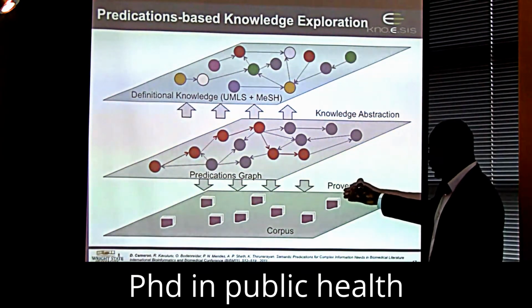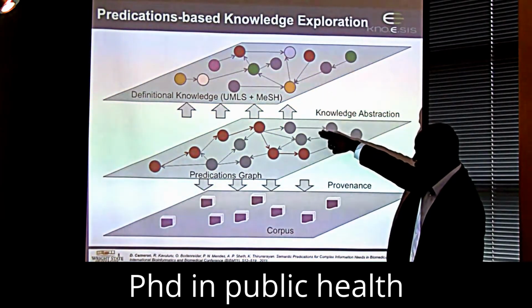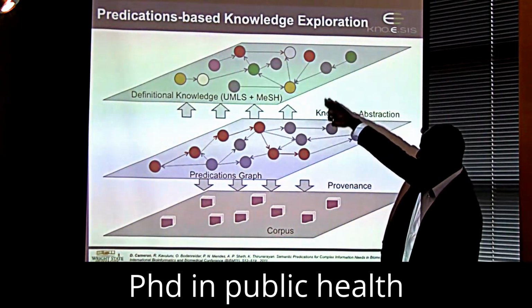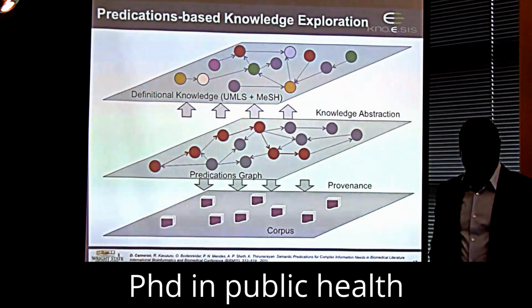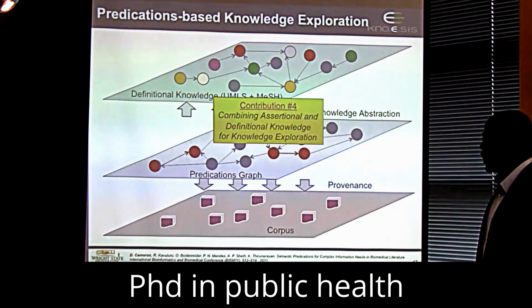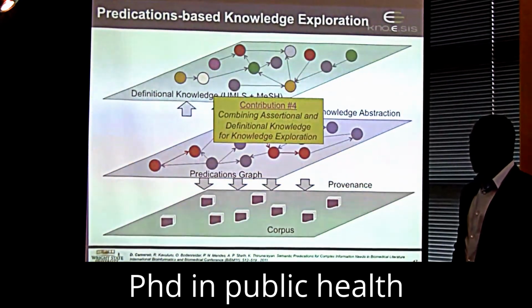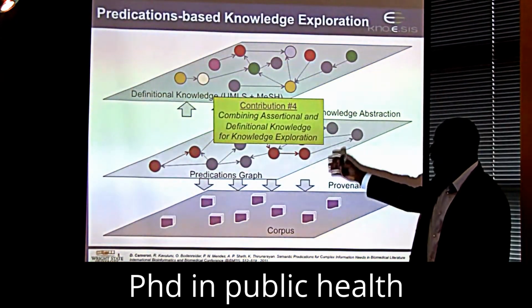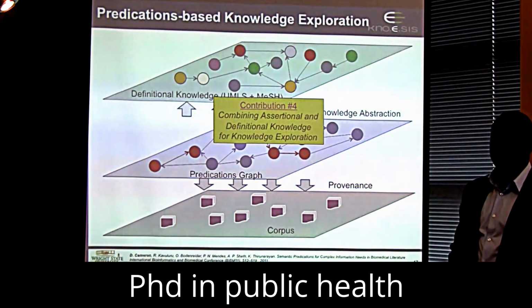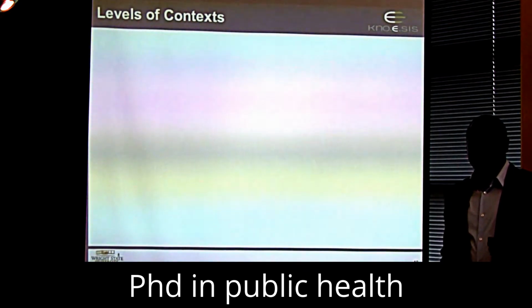In my web demo, we're showing the integration of the predications graph with the corpus on the one side, and I haven't shown the other side. If the graphs become too large, you can click the semantic types to filter them down. I'm running out of time. This is the fourth contribution here. It's not a deep integration, but it's this idea of combining the assertional knowledge with definitional knowledge to facilitate literature-based discovery. Last thing, I've talked about context a lot.